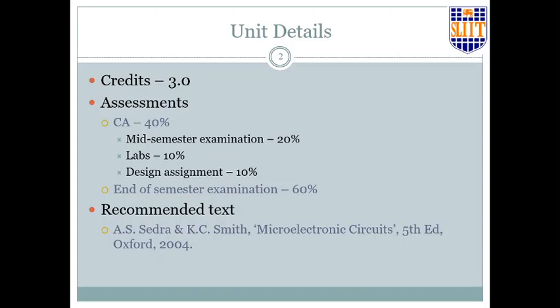So now the contents, if you look at, then we have 60% for the final examination, which is a 2-hour paper. Mid-semester examination is a 1-hour paper. The recommended textbook is Microelectronics by Sedra and Smith. Copies are available in the library.